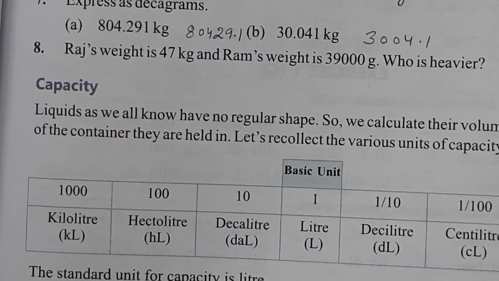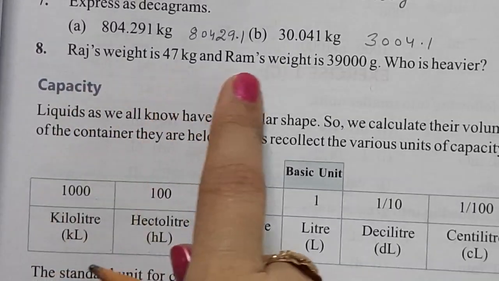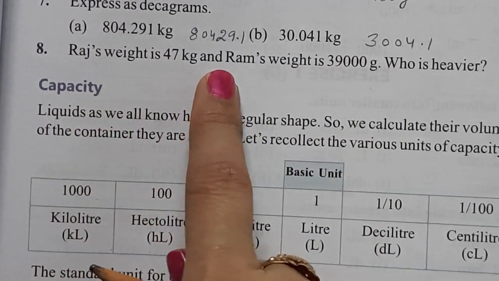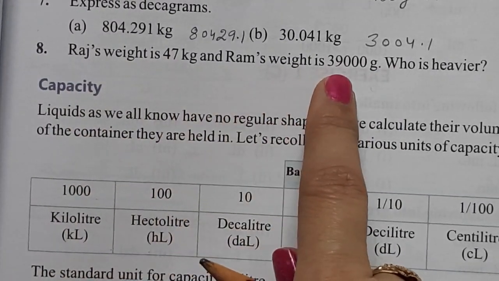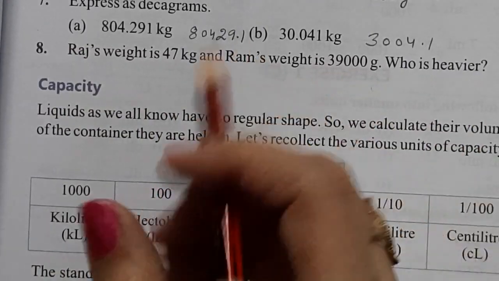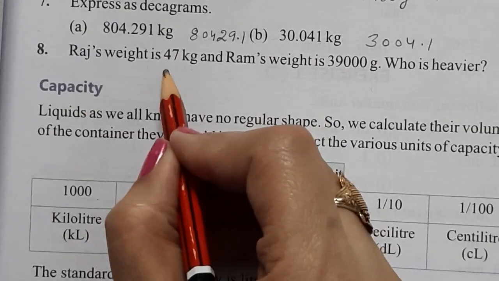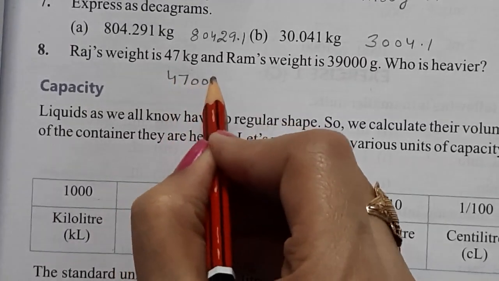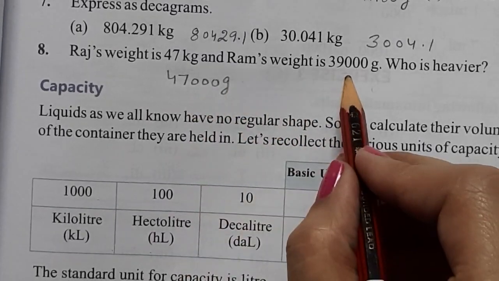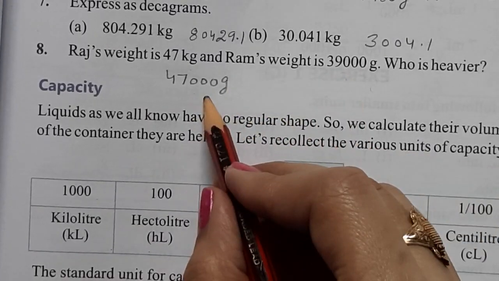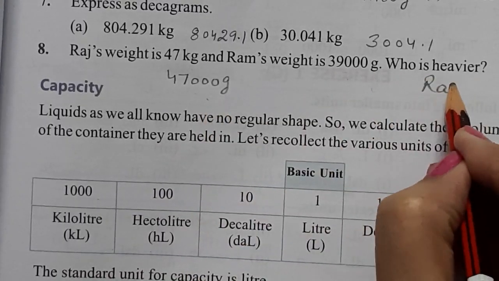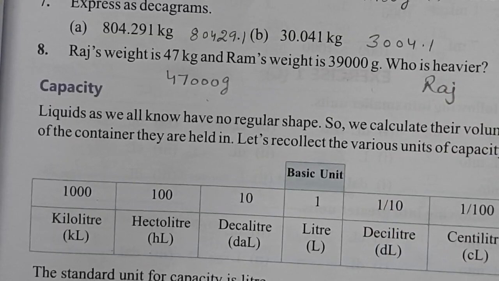Okay. Look at question number 8 of the same exercise 1B. Raj's weight is 47 kilogram and Ram's weight is 39,000 gram. Who is heavier? 47 kilogram means 47,000 gram. Now you can compare 47,000, 39,000. Greater is 47,000 gram. So who is heavier? Raj is heavier. Right?